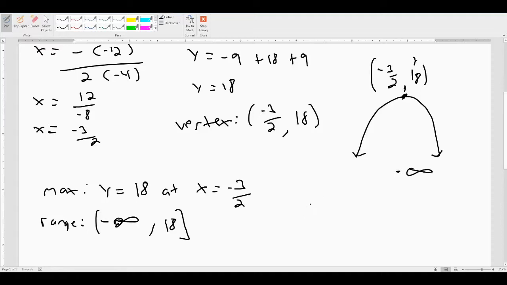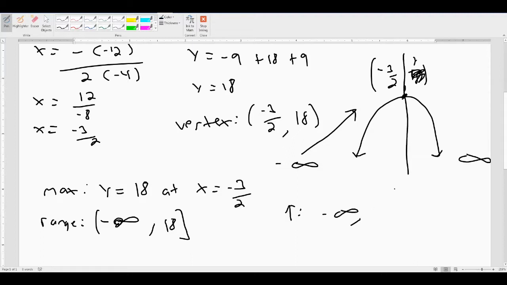And now we need to do increase and decrease. So I don't care about the y values when I do increase and decrease. I just look from negative infinity to positive infinity, left to right. So from the left, the graph is going up. So it's increasing from negative infinity to, what's that x value that's going up? Negative 3 halves. Always use parentheses for increase and decrease. So from negative 3 halves to infinity, the graph is going down. And we're done.